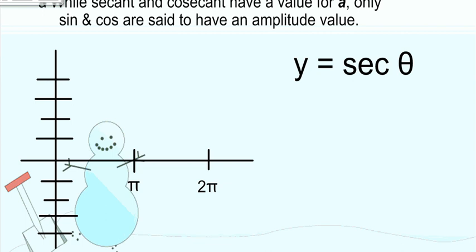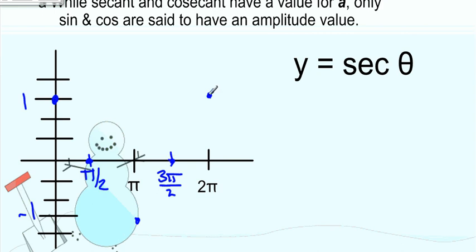So I'm going to graph the cosine function in blue. So cosine at 0 is going to be 1. So I'm going to use this line as my 1. Okay. So there's my 1. And then at pi over 2, it's 0. And then at pi, it's negative 1. And then at 3 pi over 2, it's 0. And then at 2 pi, it's back at 1.